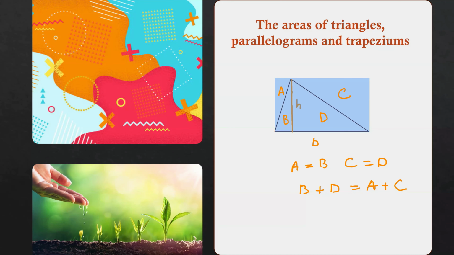To calculate the area of the rectangle, you have the height times the base. That gives you the area of the whole box. Half of it is going to be the area of the triangle. So that is the reason why they have the formula: the area of a triangle is the height times the base divided by 2.